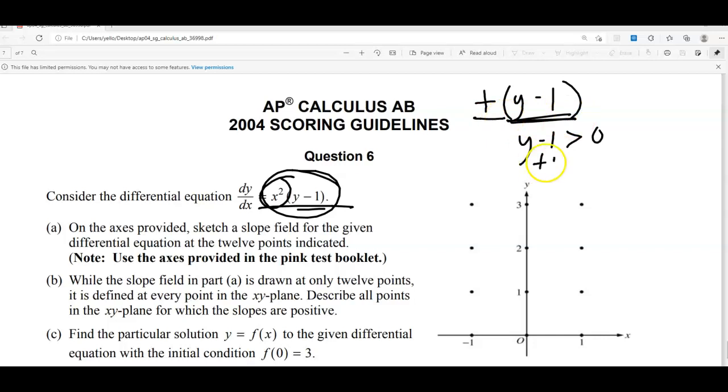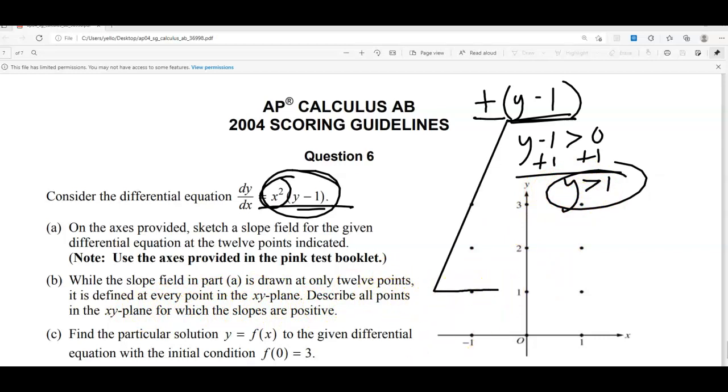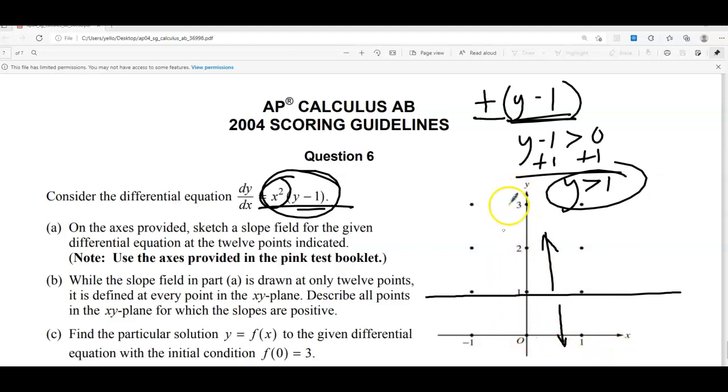So in this case, if I just add 1 on both sides, I'm going to get 1. So basically, the answer to this question is just where are all the points in the xy plane where the slope's going to be positive: anytime y is greater than 1. So imagine drawing an imaginary line here where y equals 1. Anything above this line, you're always going to have a positive slope. And anything below it, you're always going to have a negative slope. Well, excluding the zeros, of course.